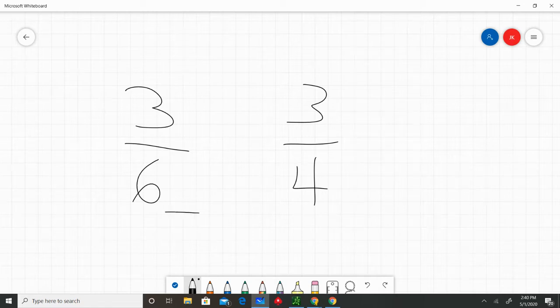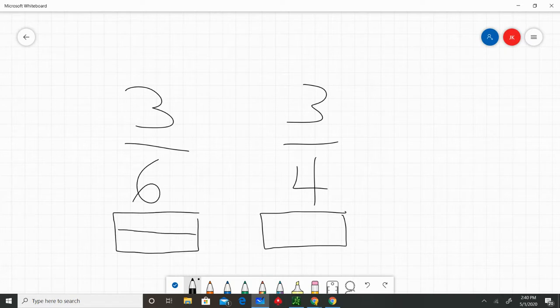And we've talked about models quite a bit this year in the classroom. We've done it with multiplication, division. We've done it a lot of different ways. So I take my model, I'm going to draw it. I need 6 equal parts here. And over here, I need 4 parts. And the numerator tells me on 3/6, I have to shade in 3 parts. So I'm going to shade in 3 parts right here. And on 3/4, I'm going to shade in 3 parts as well.